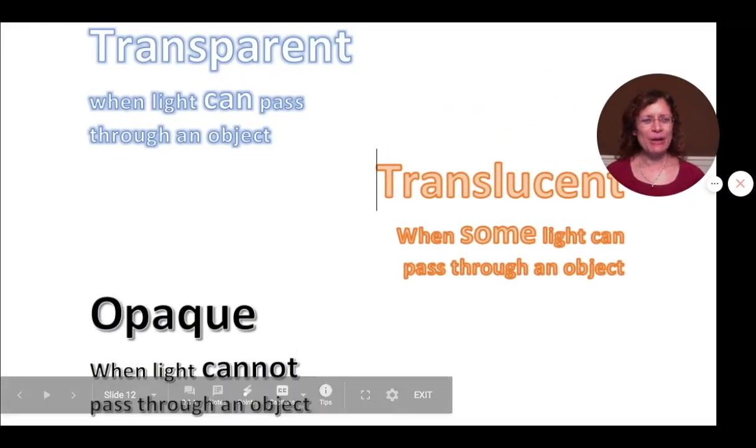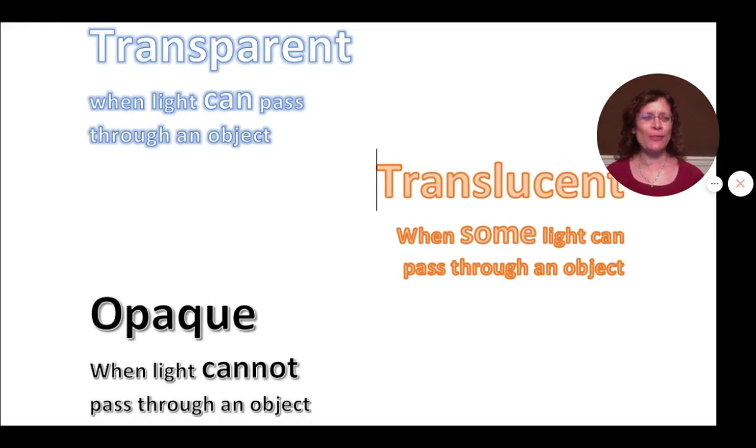So that video helped us understand what 3 of our 4 vocabulary words mean. Now we know what transparent means. It means when light can pass through an object.